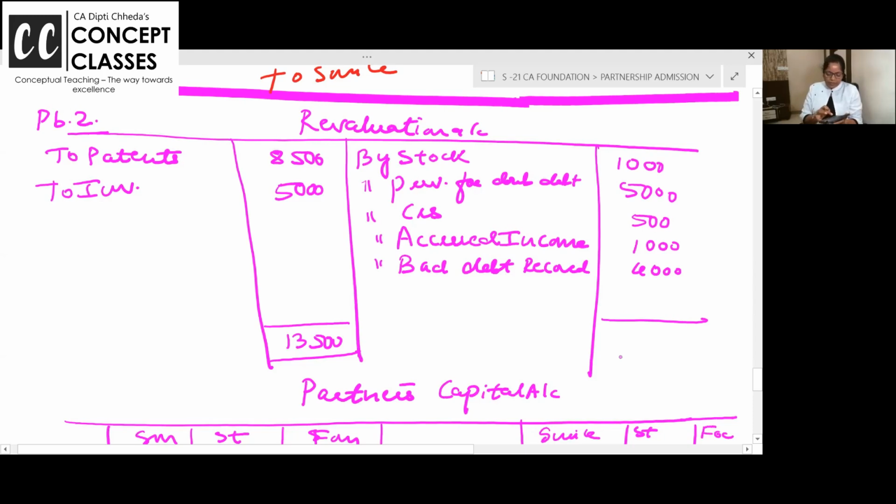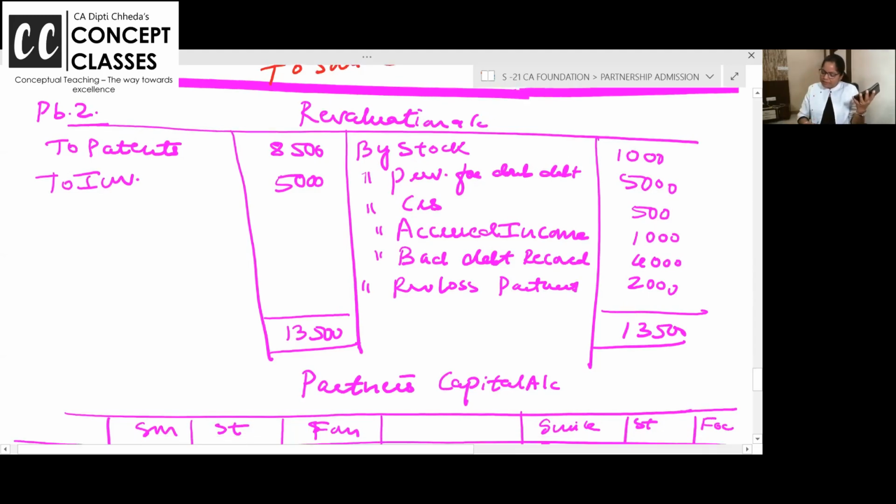$1,000 plus 5,000 plus 500 plus 5,000. 11,500 minus 13,500. 2,000 is loss. Revaluation account, profit or loss, revaluation loss. Give it to partners, old partners.